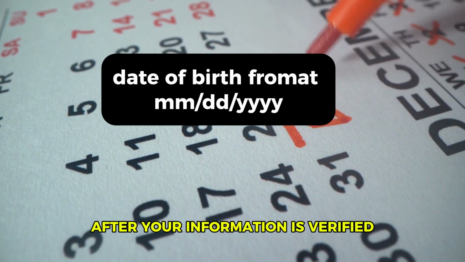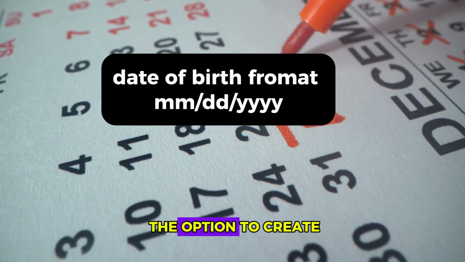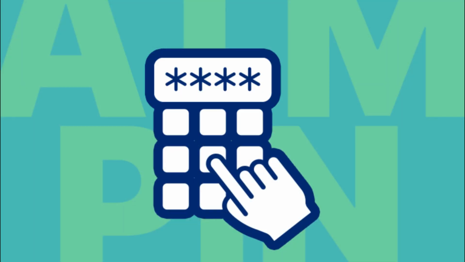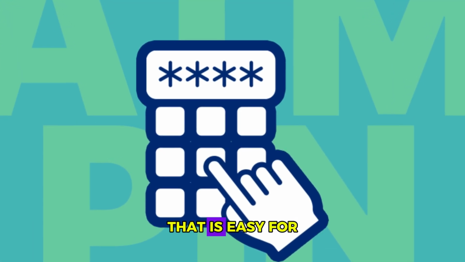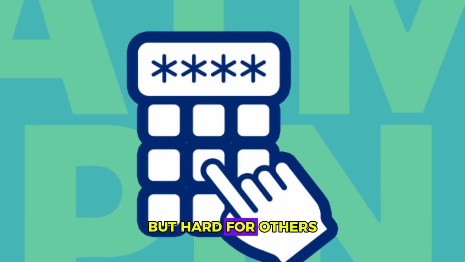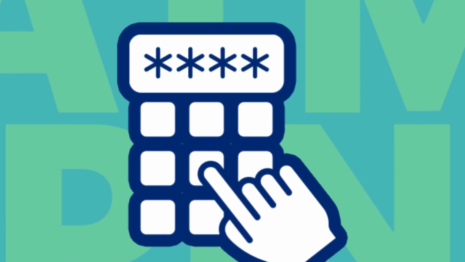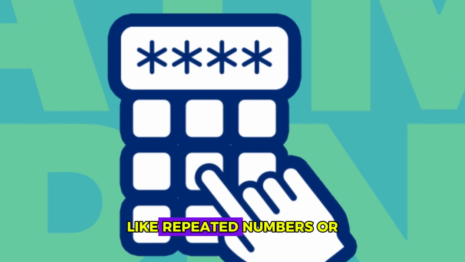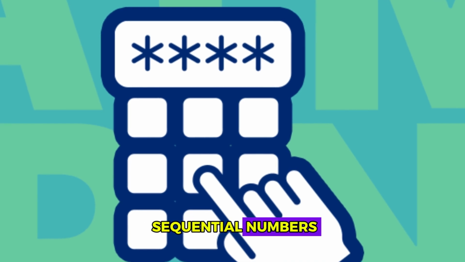After your information is verified, you will be given the option to create a new PIN. Choose a 4-digit number that is easy for you to remember but hard for others to guess. Avoid simple combinations like repeated numbers or sequential numbers.